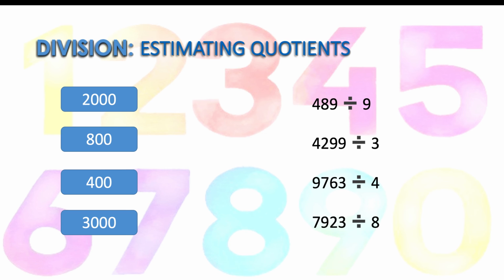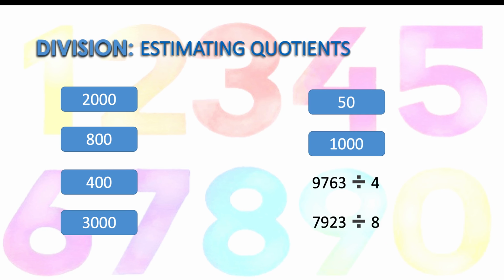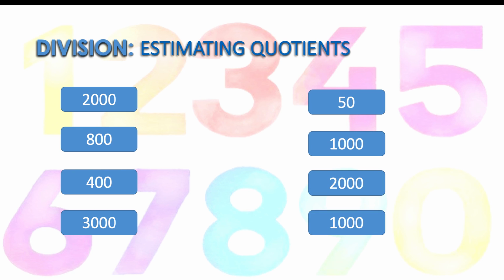Okay, so the answer for the next exercise was 50. Very good. Okay, pause the video again for the next one. Very good. And the answer was 1000. We're going with the 9763. You can pause your video now. Very good. And the answer was 2000. Now let's pause the video for the last one. Go ahead. Okay, so the answer for the last exercise was 1000.